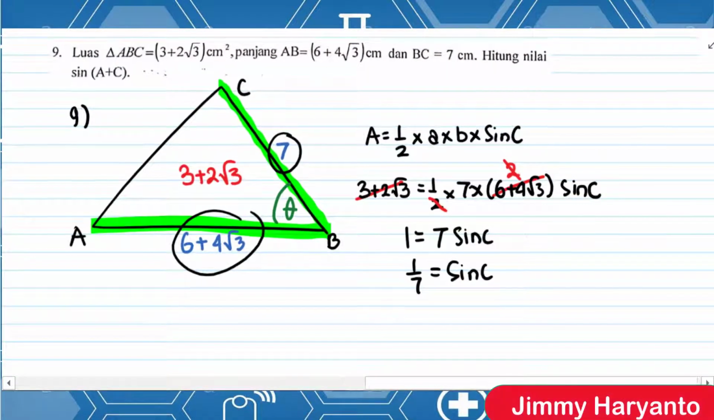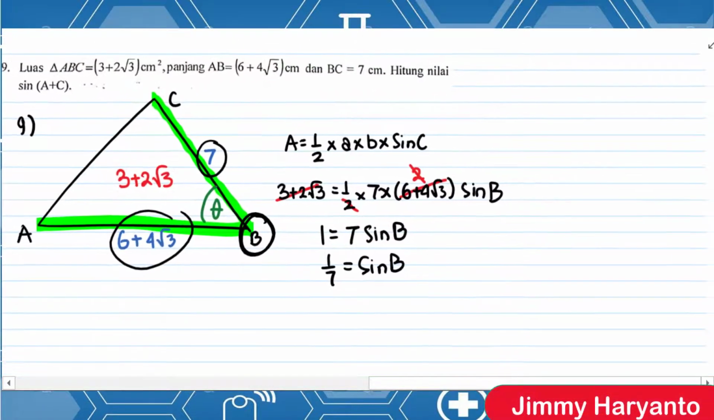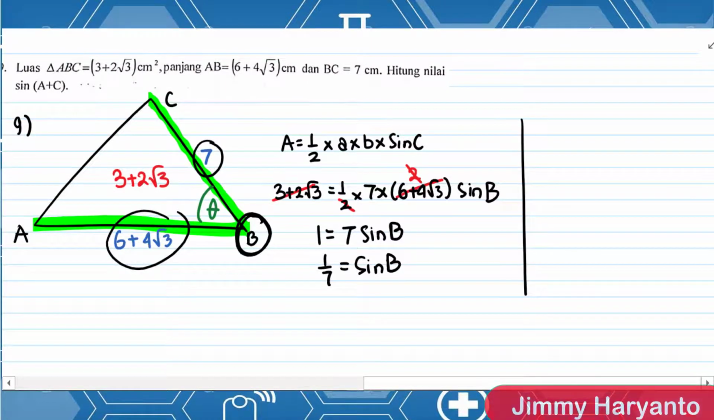But the question, oh sorry, not sin C. The angle is B. So it should be sin B. Be careful with the letters. After that, the question wants us to find sin(A plus C).